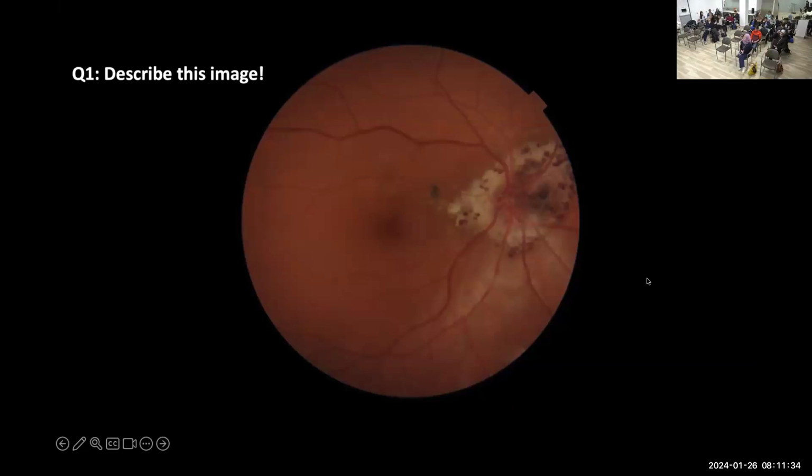So it looks like a color fundus photo of the posterior pole of the right eye with an anomalous optic nerve head. There's some surrounding PPA around it, and also some hyperpigmented foci. Otherwise, the macula and the vessels look pretty normal.